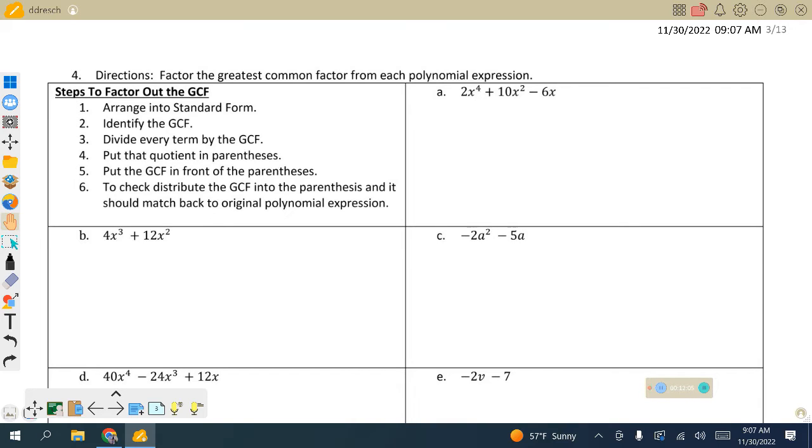Let's go ahead and work out letter A. Okay. So we have ourselves a 4th degree trinomial. Your first thing is always to make sure, no matter what we do today, tomorrow, this week, you always got to be in standard form. So always check to make sure you're in standard form. We're good to go. Now what you want to start doing is look at those numbers, the coefficients. 2, 10, and negative 6. What is the largest number that will divide into 2, 10, and negative 6?